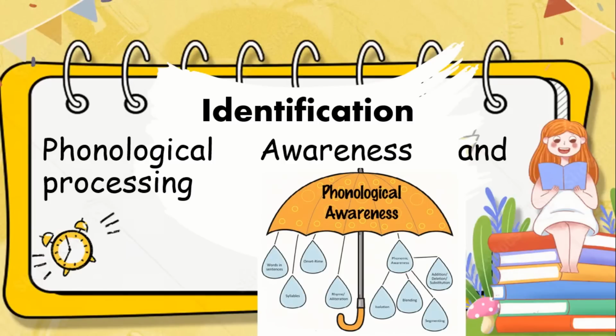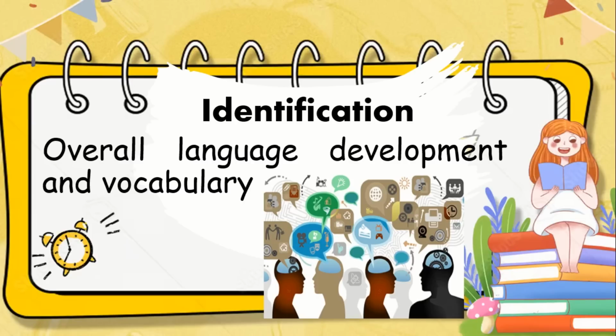Next is the phonological awareness and processing. So this provides the foundation for beginning to read in young children. So children with difficulties in processing sounds in language as well as in hearing, segmenting and identifying phonemes in words may experience a problem with expressive and receptive spoken language as well as in learning how to read. Next is we have the overall language development and vocabulary.